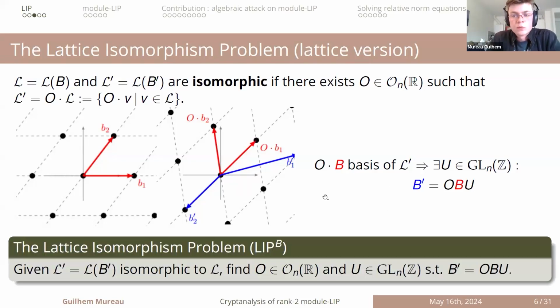The lattice isomorphism problem is precisely, given a basis B' of the isomorphic lattice, to recover O or U such that the relation is verified. Of course, you can recover either O or U since you also know B and B', so it's enough to get one.